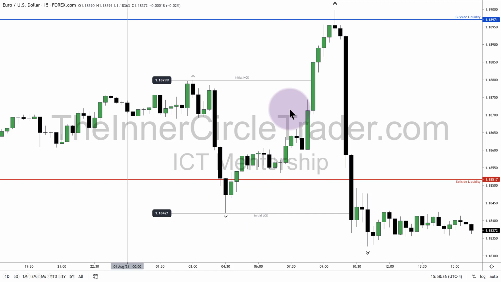Then rallied up through New York open, attacked the initial high of the day, buy-side liquidity pool, then repriced to the buy-side liquidity pool shown on that hourly chart. Then crashed all the way back down to take out the sell-side liquidity pool, resting below the initial low of the day formed in London, and then consolidated going into the close.